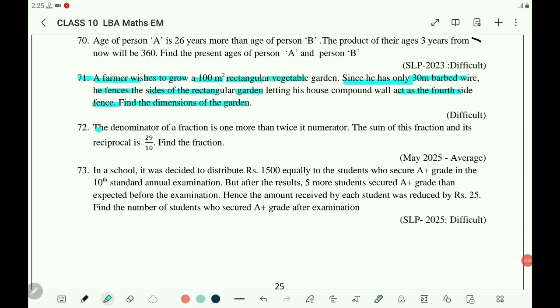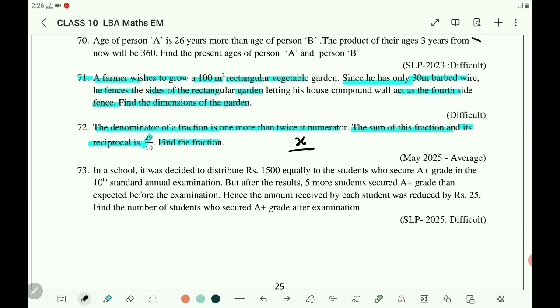Question number 72. The denominator of a fraction is 1 more than twice its numerator. The sum of this fraction and its reciprocal is 29 by 10. Find the fraction. Here, let us take the numerator x and the denominator y.